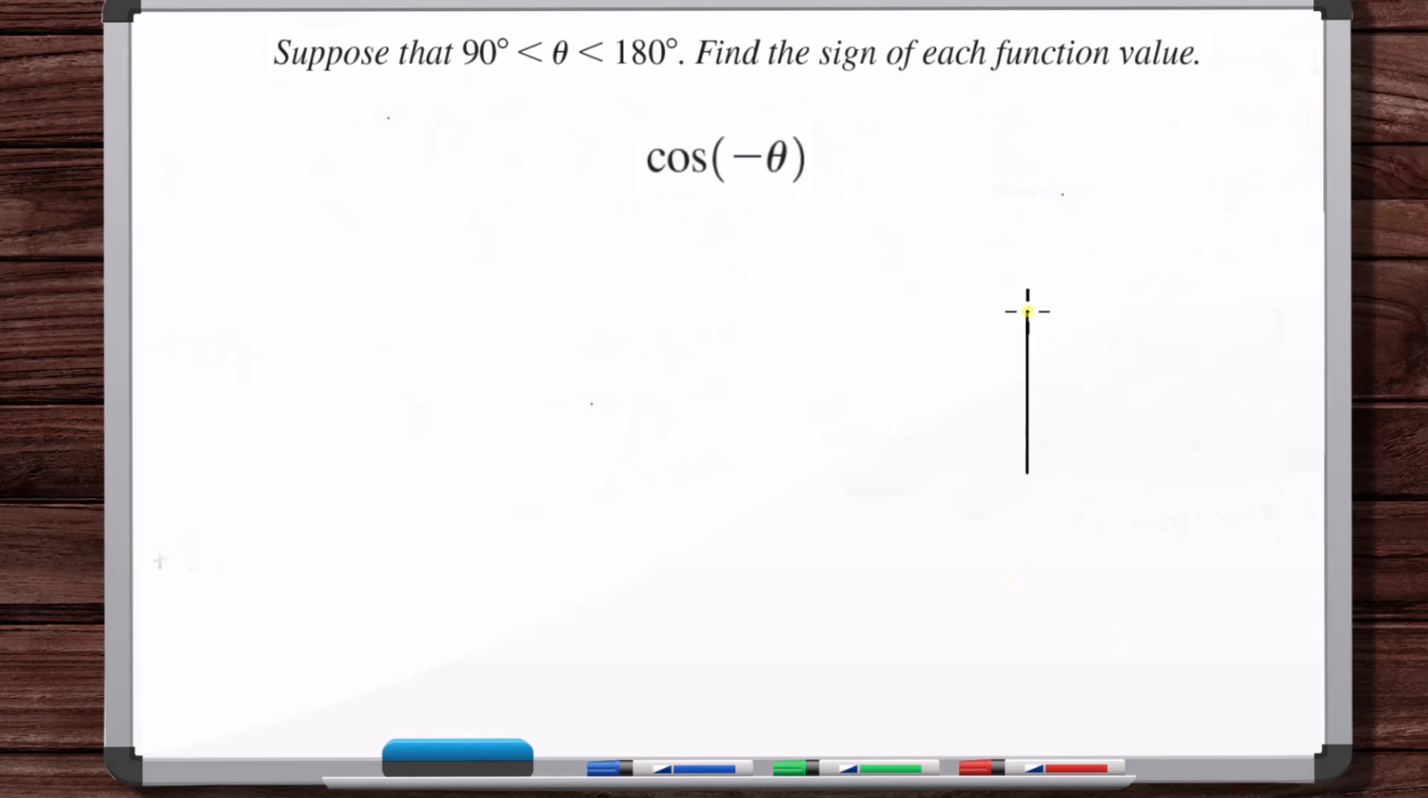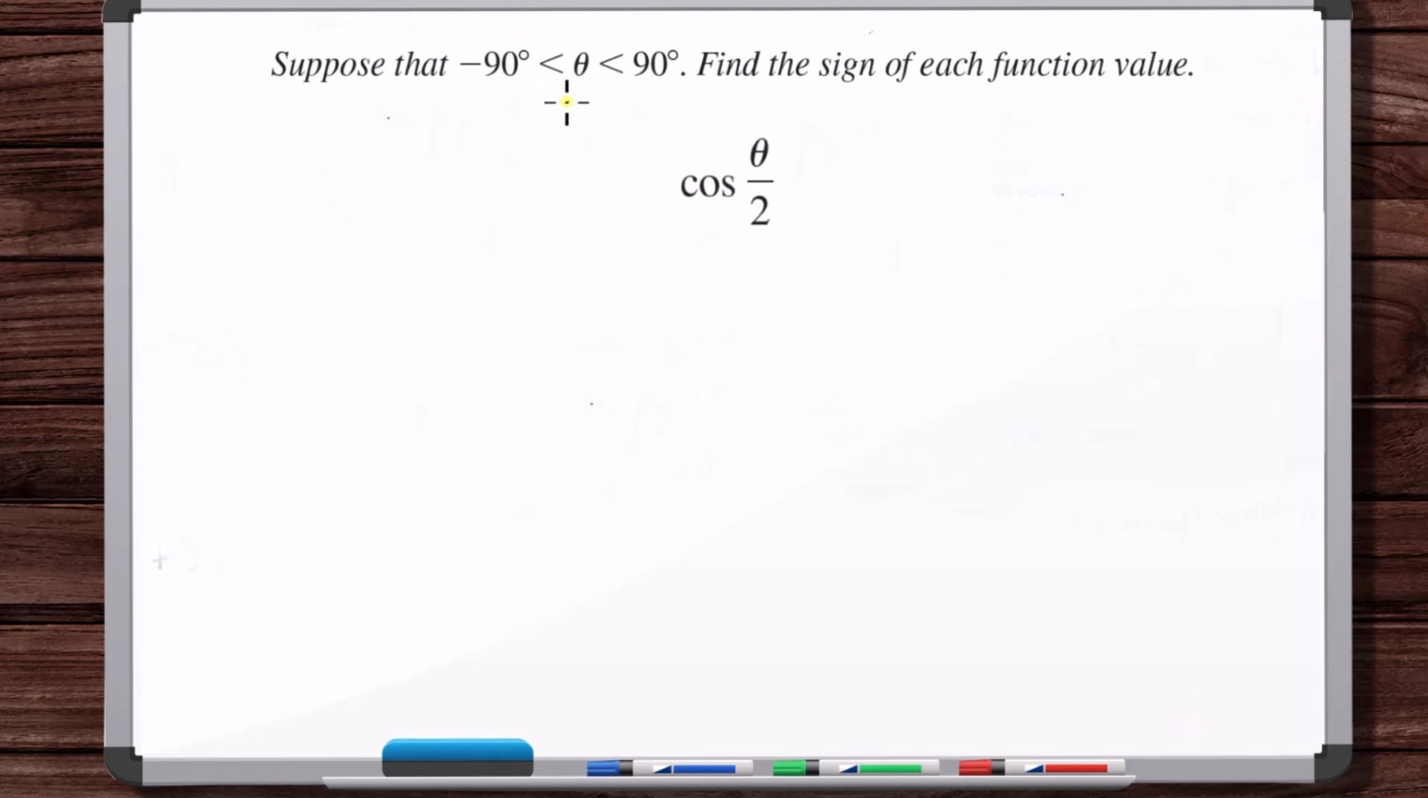Okay, cosine of negative theta. Theta is between 90 and 180, so we are going to be in the third quadrant, somewhere from negative 180 to negative 90, somewhere in here. In the third quadrant, you have a negative x and a negative y. So both cosine and sine are going to be negative. So this is going to be negative.